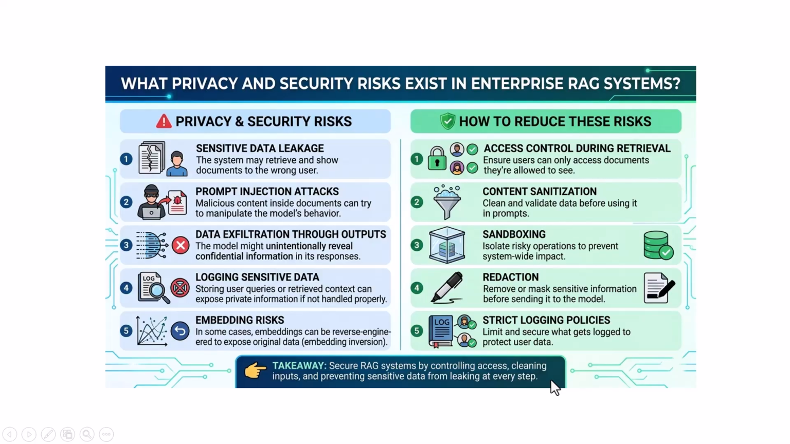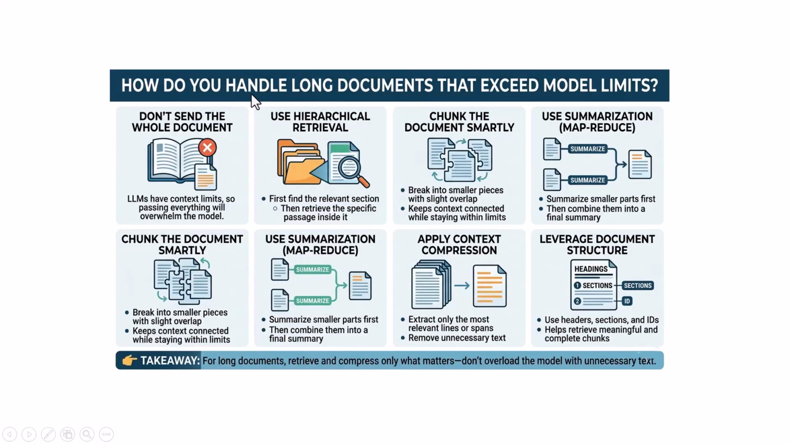Okay. Let's understand how to handle long documents that exceed model limits. Try not sending the whole document because LLMs have context limits. So passing everything will overwhelm the model. Okay. And use hierarchical retrieval. That is, first find the relevant section and then retrieve the specific passage inside it.